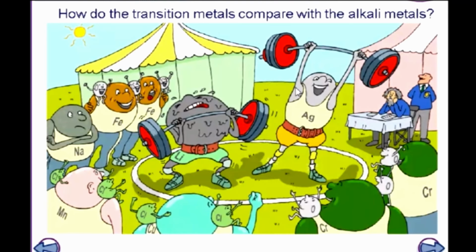We have sodium in the alkali metals. Remember, group 1 we have metals like lithium, sodium, potassium, rubidium, cesium, francium. They are all in group 1. We call them alkali metals because they form alkali. So when we compare the alkali metals with the transition metals, that's what we are now going to talk about.